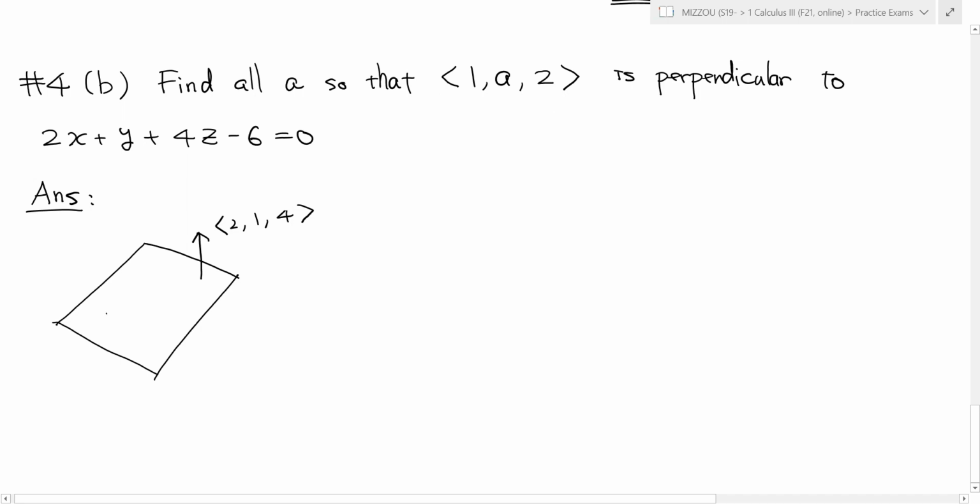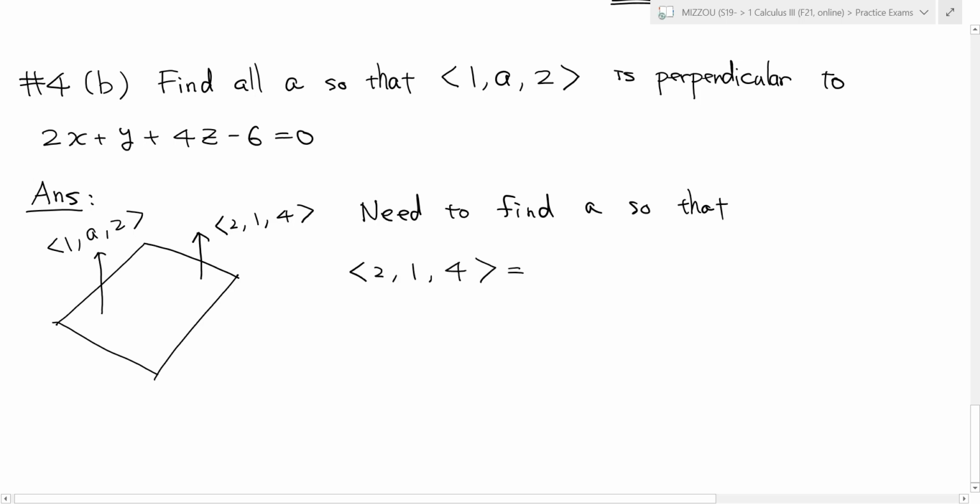So that means you want to choose the scalar a so that vector (1, a, 2) is perpendicular to this plane. From this picture, you will see that we need to have this parallel to this. So we need those two vectors parallel to each other. We need to find a so that this vector (2, 1, 4) is parallel to (1, a, 2).